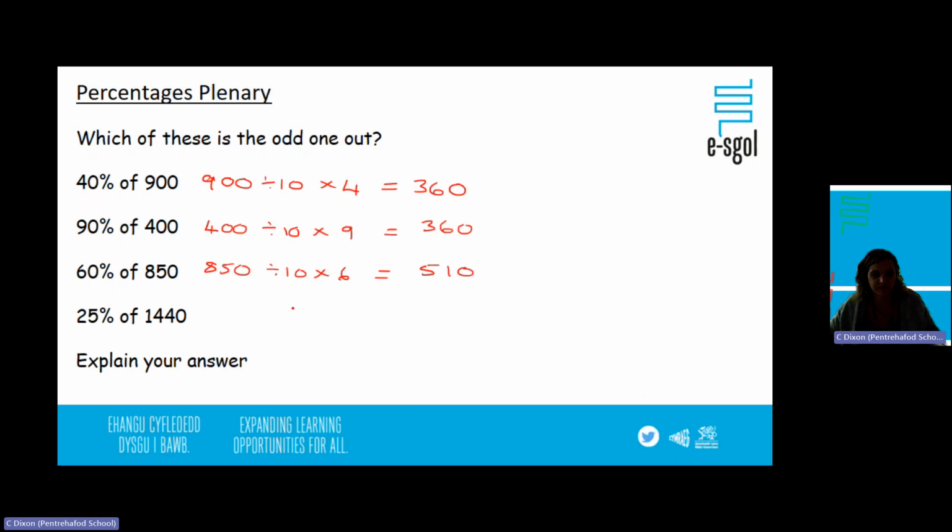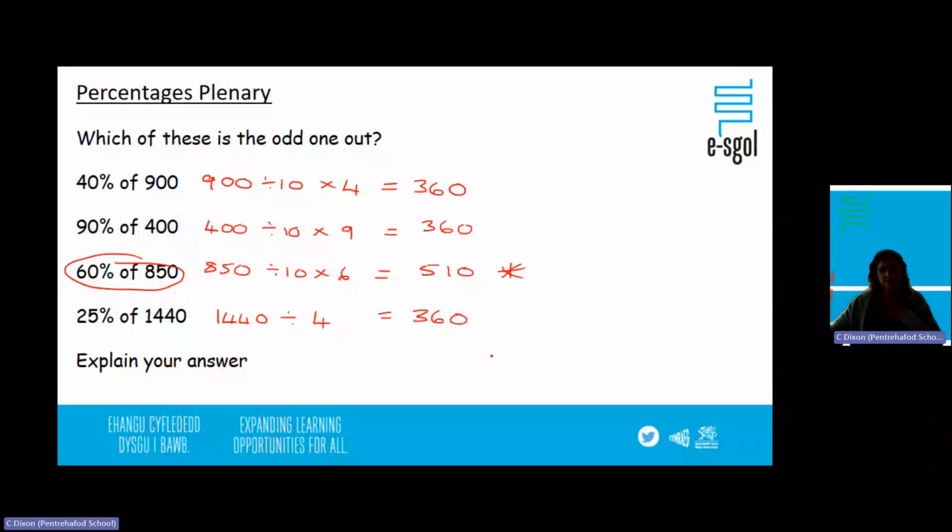It'll be 85 multiplied by 6 there, which I think is going to be the odd one out, but we better check. So 1,440. Now 25%, we did that towards the start, that's dividing by 4, it's quartering. So when you quarter, you halve and halve again, you will get 360. So the third one down, the 60% of 850, was the odd one out, and the explanation is showing your calculations, showing the examiner that you can get those answers there, and that will be your explanation.